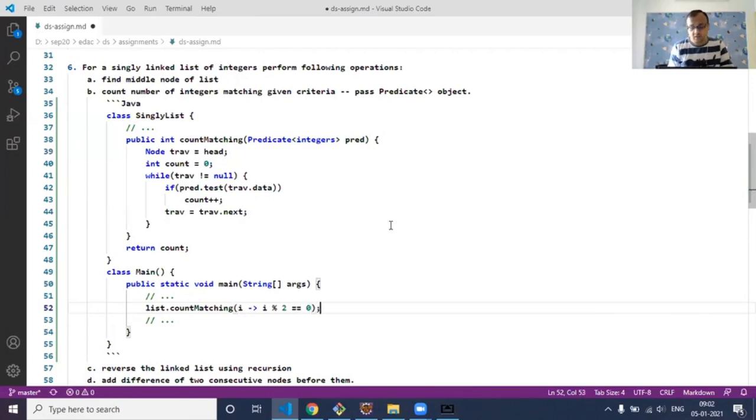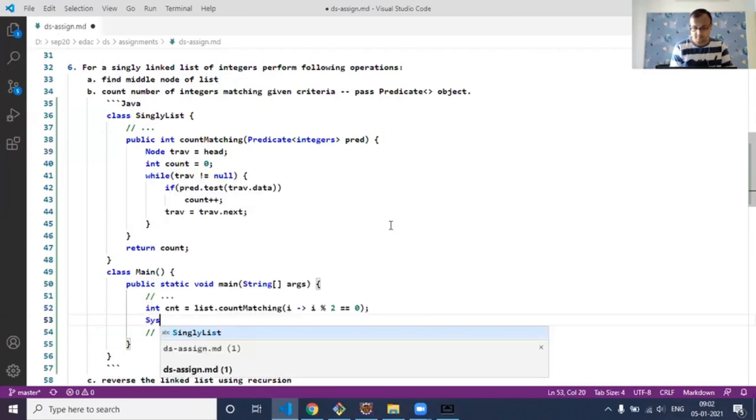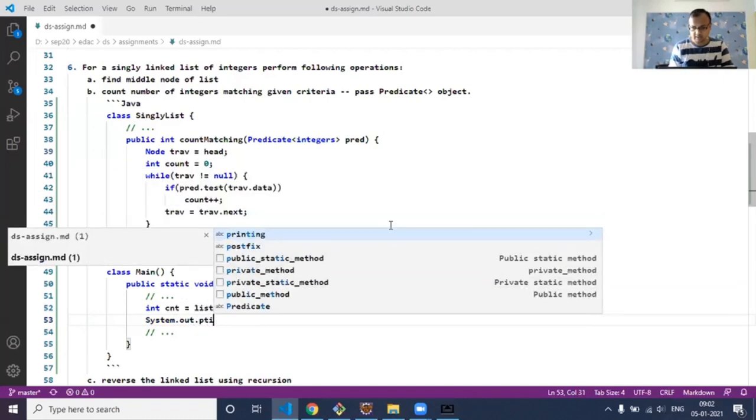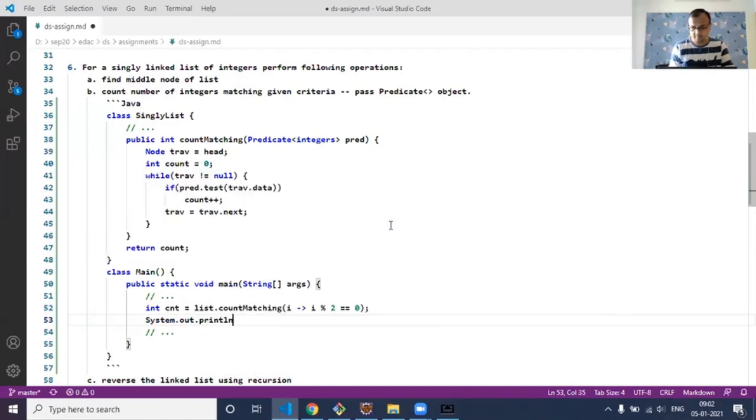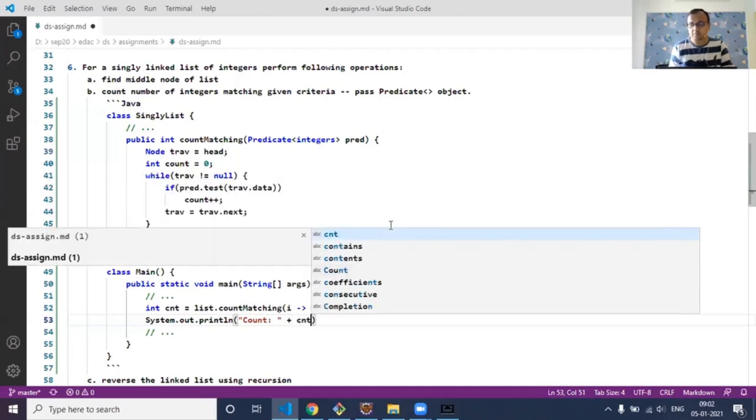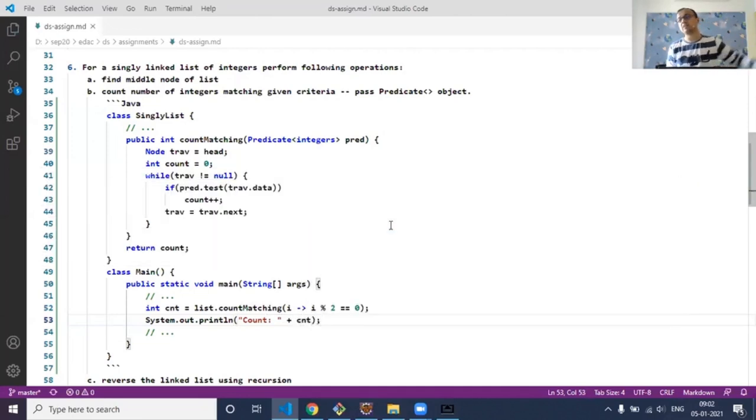Now what will this return me? Can you guess what this will return? You go ahead, write System.out.println. Anyone can guess what this will return? Yes, it will return how many numbers are even numbers. It is a count of even numbers. So, this particular lambda expression is matching a predicate.